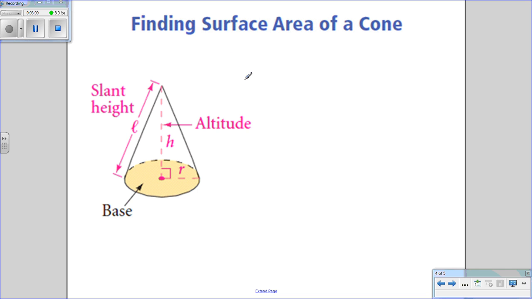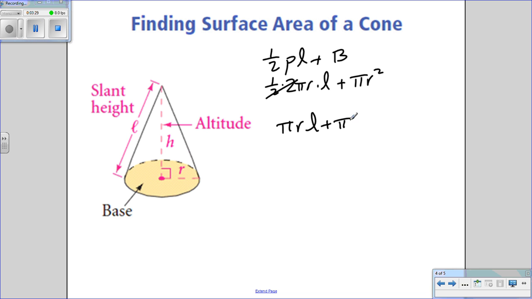Next, we have surface area of a cone. Okay, it's the same formula as surface area of a pyramid. However, the base of a cone is always a circle. So instead of perimeter, we call that circumference, which is 2 pi r. Slant height is the slant height. And area of the base, since it's always a circle, is going to be pi r squared. Now, the 1/2 and the 2 always cancel out, so I'm going to simplify this so we can have one constant formula. This would be the surface area of a cone.